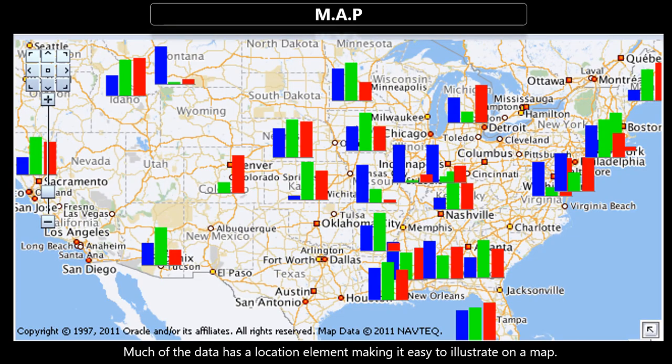Much of the data dealt with in businesses has a location element, making it easy to illustrate on a map. An example of a map visualization is mapping the number of purchases customers made in each county in the United Kingdom. In this example, each county will be shaded in, and areas with fewer purchases will be a lighter shade, while counties with more purchases will be darker shades. Location information can also help business leaders understand, making data visualization essential to use.